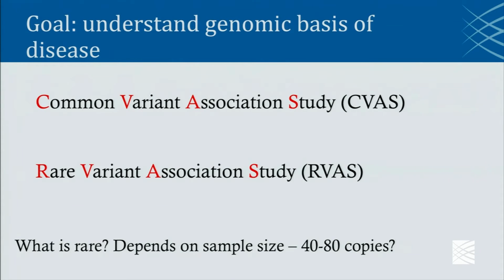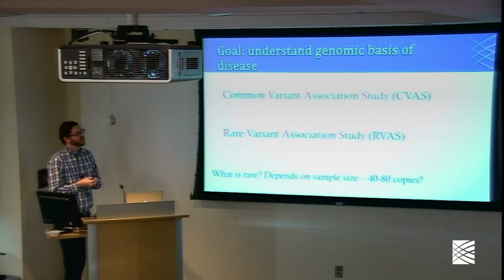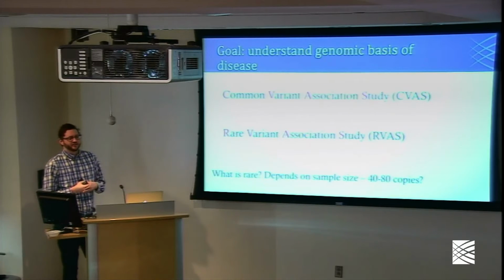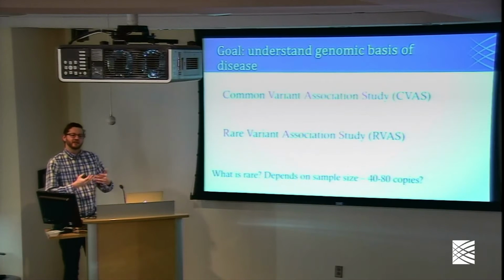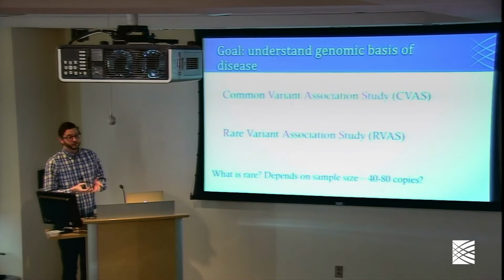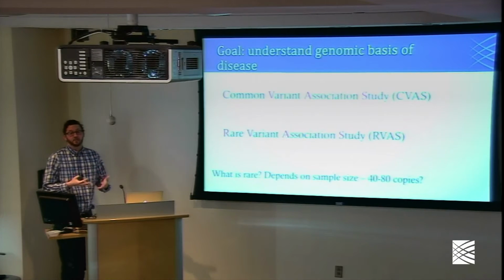So if I have a sample size of 400, rare might not be very exciting at all. 80 out of 800 chromosomes is, like, 10%. So that's not really rare, but that's just what we can test properly. If I have a sample size of 400,000, then that dramatically changes the nature of what rare is, and I think that's an important thing to keep in mind.